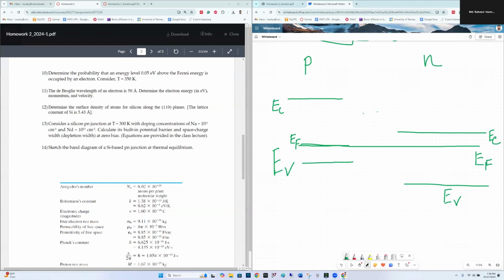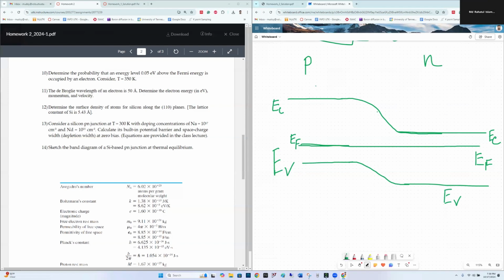What will be in the junction? This EC is for the p side, and this EC is for the n side. So in the junction, there will be a bending, right? And for the EV as well, there will be a bending to match the EC, because EC will not be abrupt here. It will change smoothly, so that's why I have shown a smooth change in the junction, and this is applicable for the valence band as well.